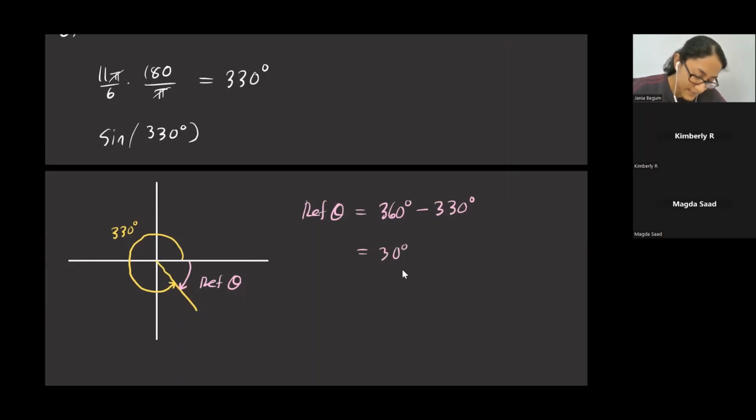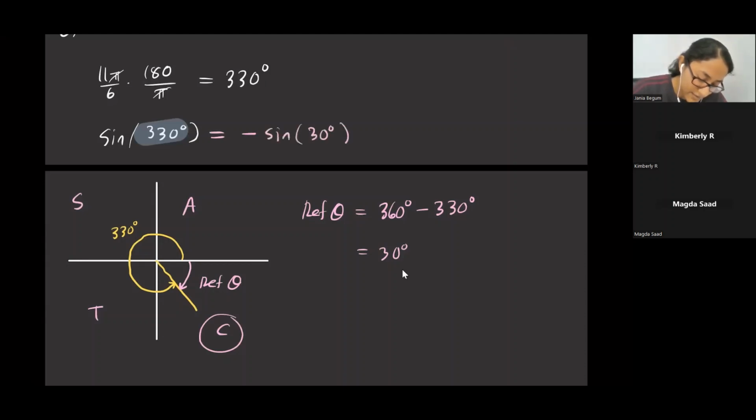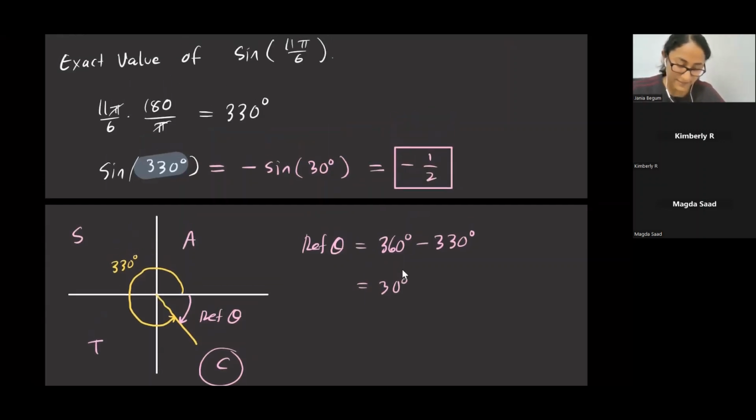And that would give you 30 degrees. So now I can replace this angle with the reference angle, but I also have to make sure I have the correct sign. So we use this acronym, ASTC. C means only cosine is positive in the fourth quadrant, so sine will get a negative sign. This is negative sine of 30 degrees. And now from memory, do you remember what sine of 30 is? It's 1/2. You got it. This is negative 1/2. There you go. That's how you find the exact value.